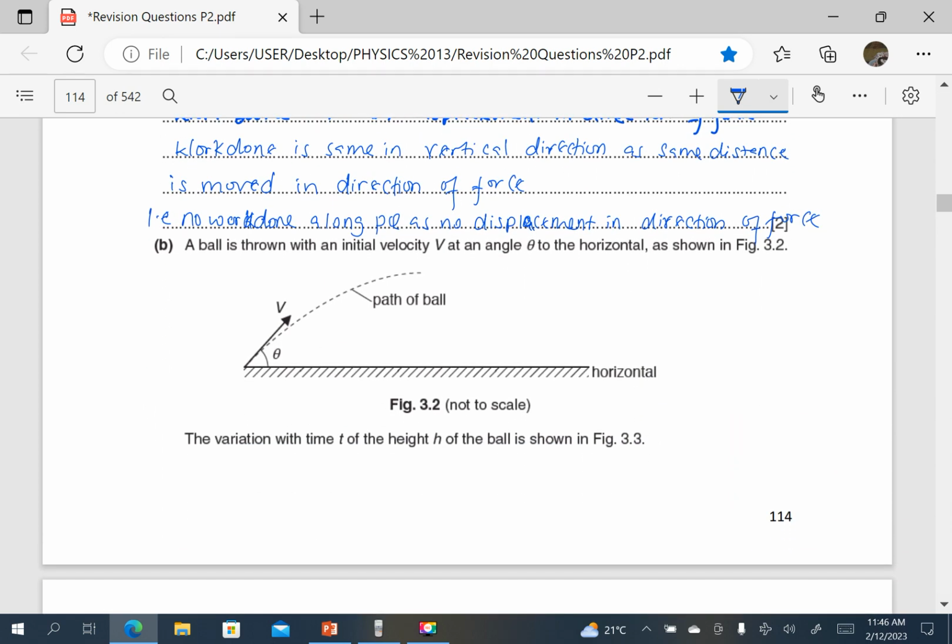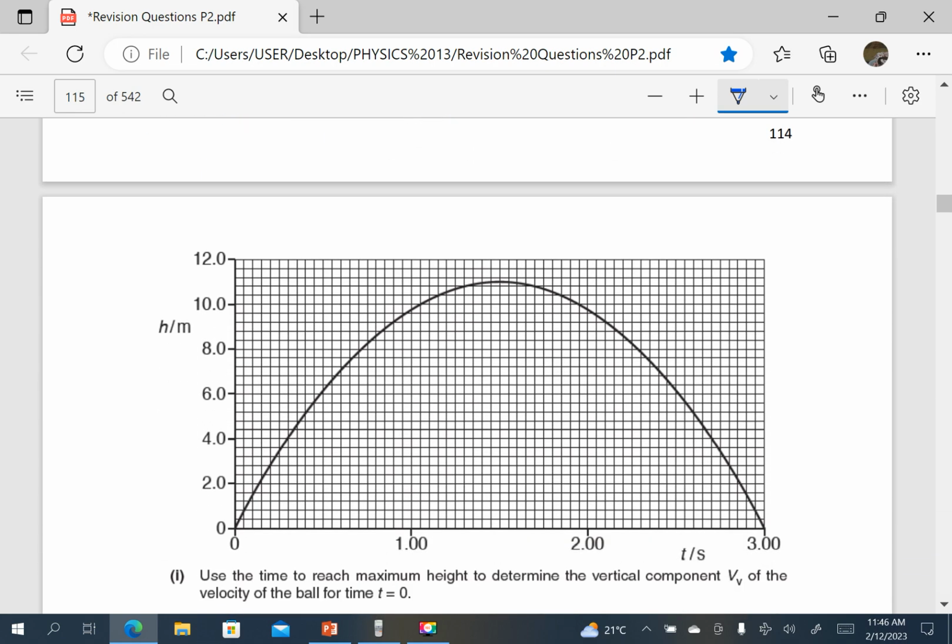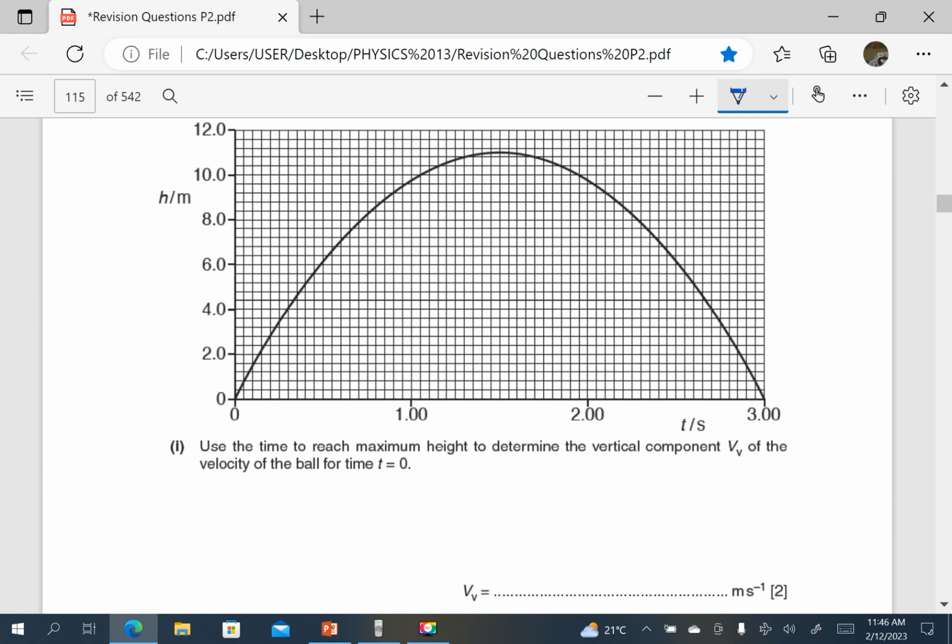Okay, the ball is thrown with an initial velocity v at an angle theta to the horizontal as shown. You can even resolve horizontally, it would be v cos theta, and vertically it could be v sin theta. The variation with time of the height h of the ball is shown in the figure. Use the time to reach maximum height to determine the vertical component vv of the velocity of the ball.